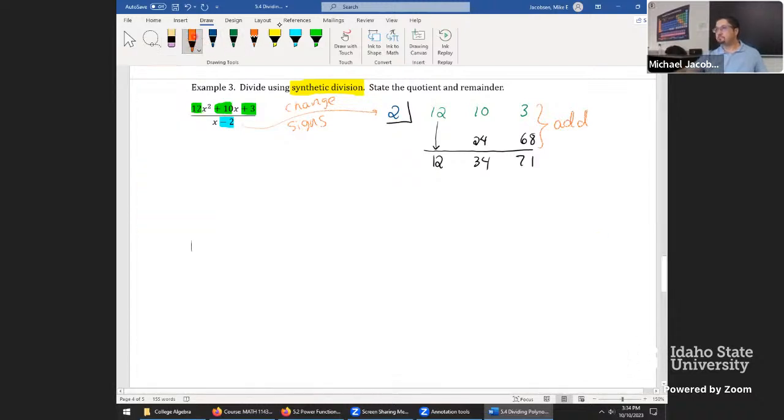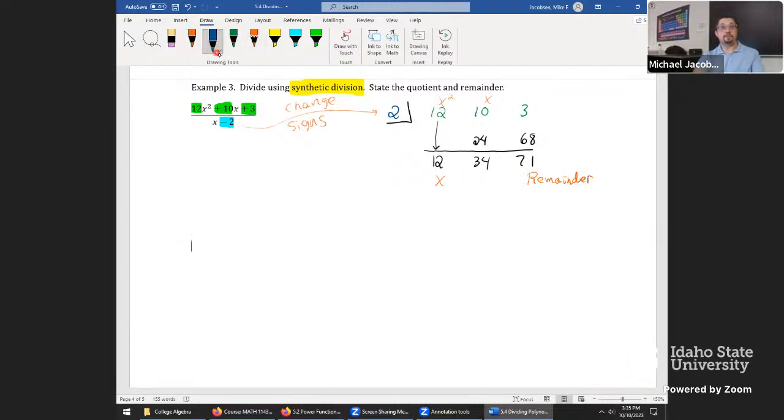To resurrect our answer, here's something that people sometimes add to their diagram. It's not required, but the 12, the 10, and the 3, the 12 came from an x squared term, and the 10 came from an x term. Coming down here, the degree drops by 1. This 12 will correspond to an x power 1 term. This one is going to be the constant term, and this will be the remainder.